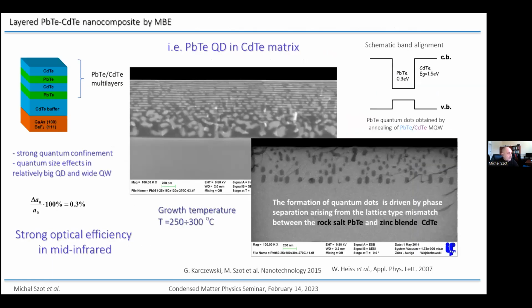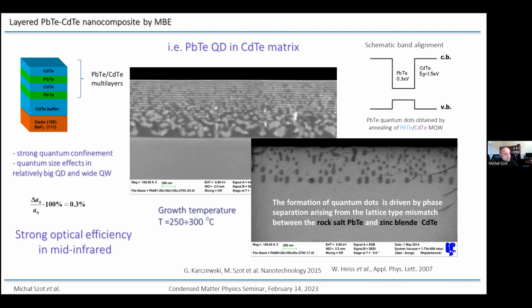So at the beginning, let's think how to obtain lead telluride, cadmium telluride nanocomposite by molecular beam epitaxy. It turns out to be very simple. We only need to anneal the multi-layer sample. In this method, the formation of, for example, a lead telluride quantum dot in a cadmium telluride matrix is driven by the difference in the crystal structure of both semiconductors.